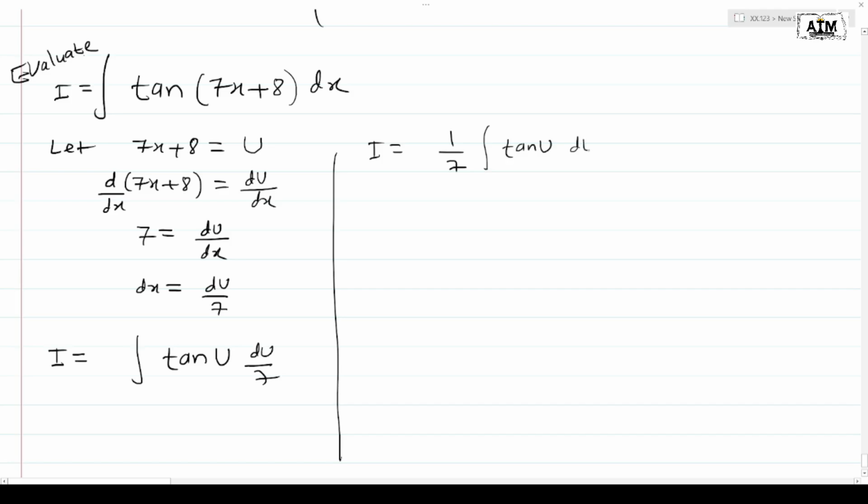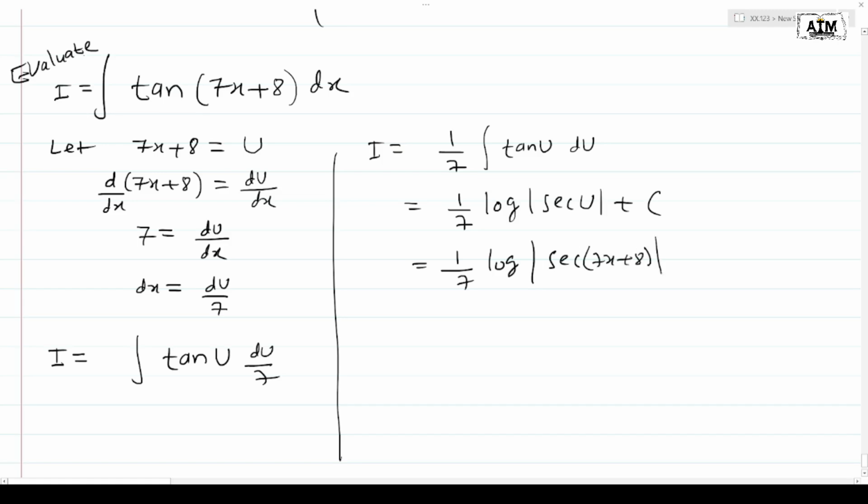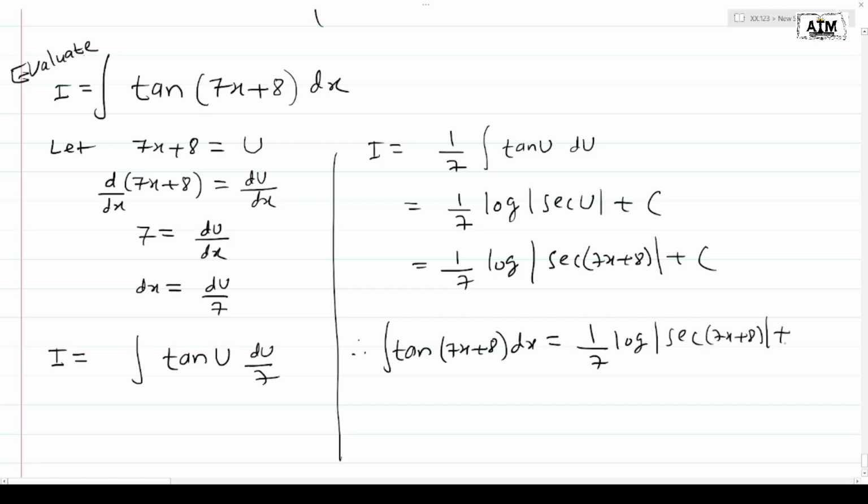After that, I equals 1 upon 7 taken outside of the integration, it is a constant, integration of tan u with respect to u. So 1 upon 7 integration of tan u is nothing but log of sec u plus c, 1 upon 7 log modulus sec u. What is the u value? 7x plus 8, plus c. So therefore integration of tan of 7x plus 8 with respect to x equals 1 upon 7 log of modulus sec of 7x plus 8 plus c.